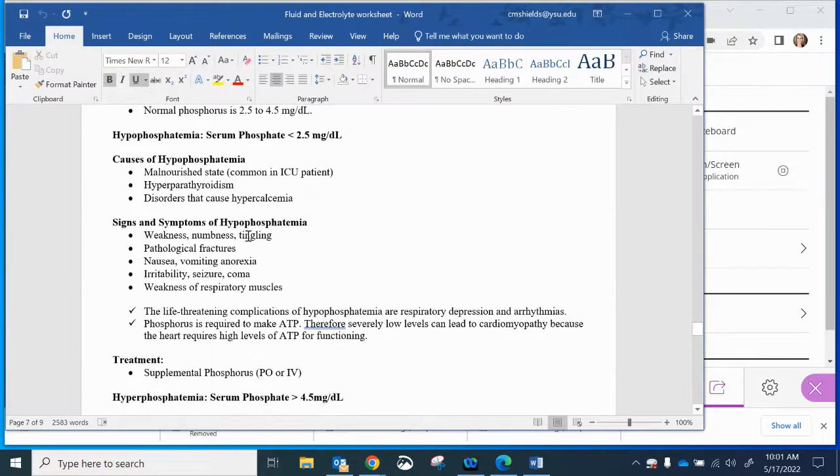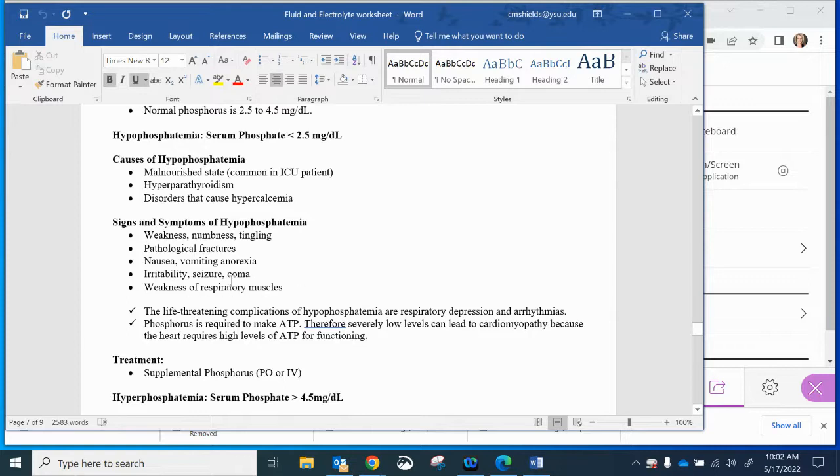Signs and symptoms, just the neurologic, just kind of what we've talked about: weakness, numbness, tingling. Hypophosphatemia, if somebody has low phosphates, their bones and their teeth can be fragile. Nausea, vomiting, anorexia, irritability, seizure, coma, death, right? If they get low enough.